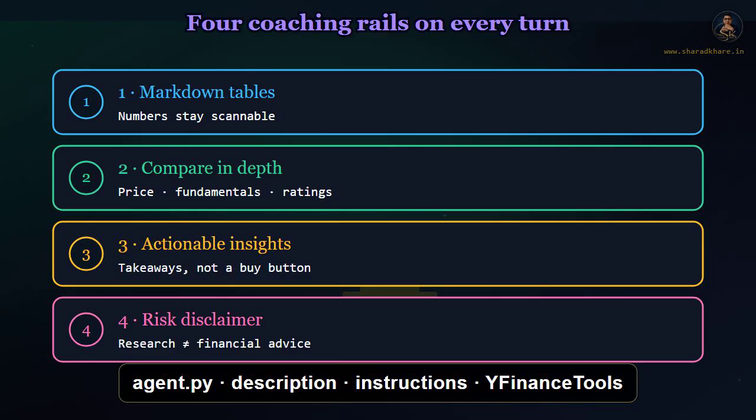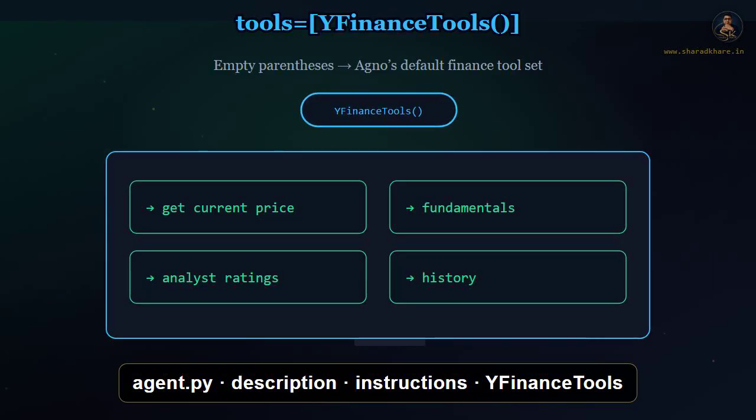The fourth instruction says include risk disclaimers when giving investment related guidance. That line is your safety rail. The agent should warn you before anyone mistakes research for advice.